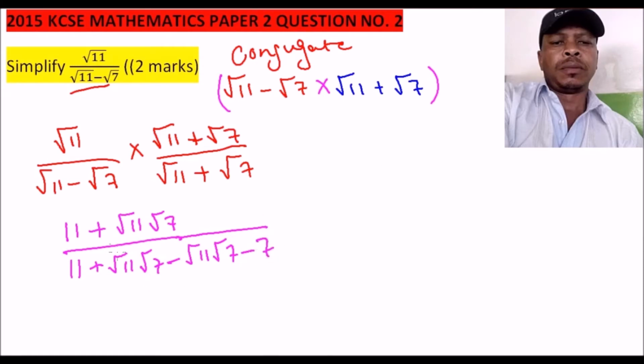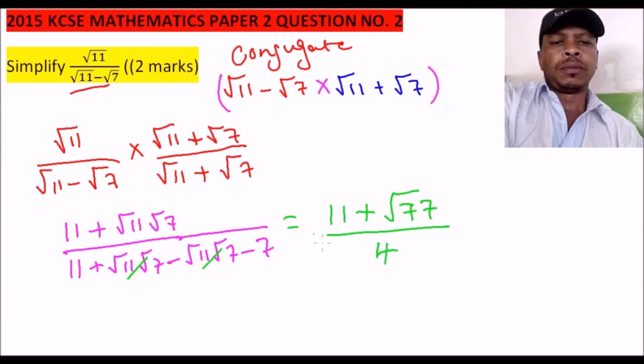Ukiangalia hapa root 11 root 7 minus root 11 root 7 itatoka. Kwa hivyo tutabaki na 11. Hii tunaweza combine na tuseme hii itakuwa 11 plus tunatumia root moja, kwa hivyo itakuwa 11 times 7 itakuwa root 77, divide by 11 minus 7, hiyo nayo inakuwa 4.